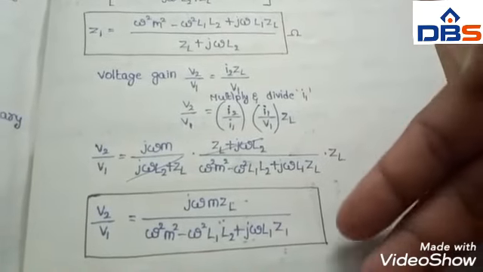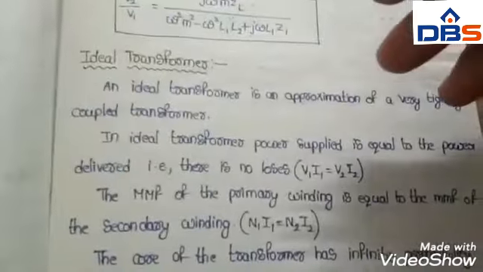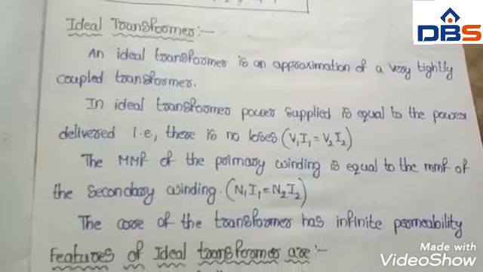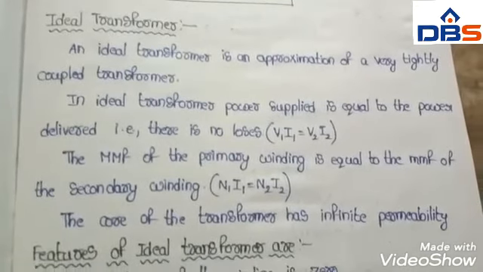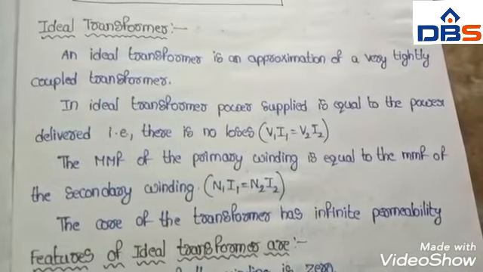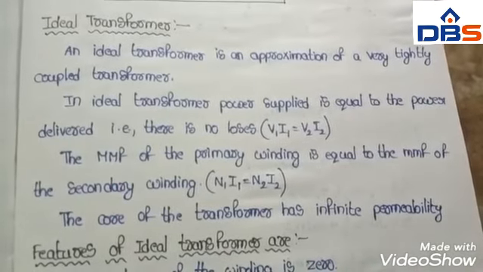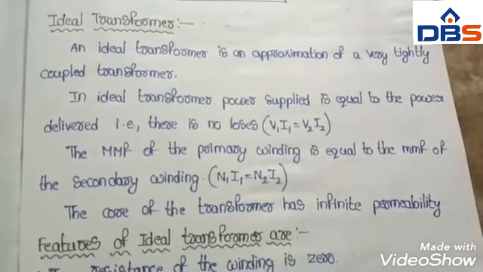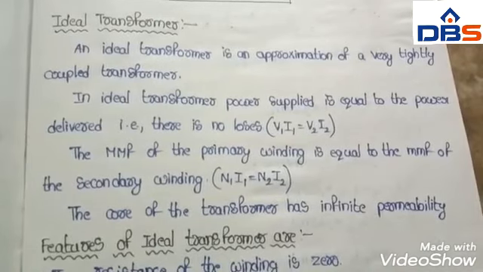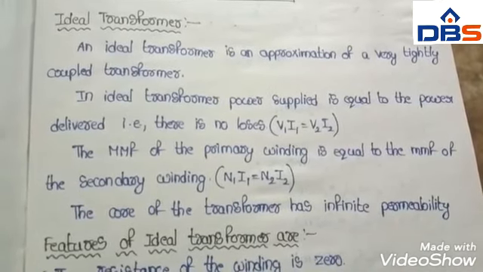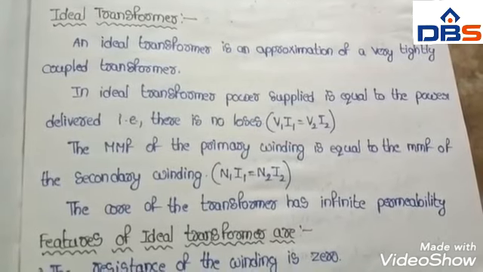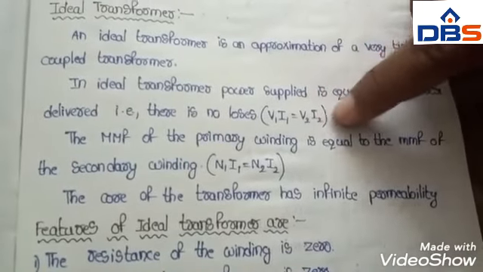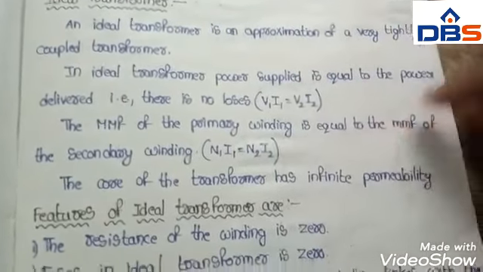Another topic is the ideal transformer. Actually the ideal transformer is not in the syllabus, but we will discuss it also. The ideal transformer is an approximation with very tight coupling, that is k equal to 1, whereas in a linear transformer flux is always proportional to current. In an ideal transformer there are no losses, so output voltage is equal to input voltage, V2 is equal to V1, transformation ratio V2 by V1 equal to 1. V1 I1 is equal to V2 I2, N1 I1 equal to N2 I2.